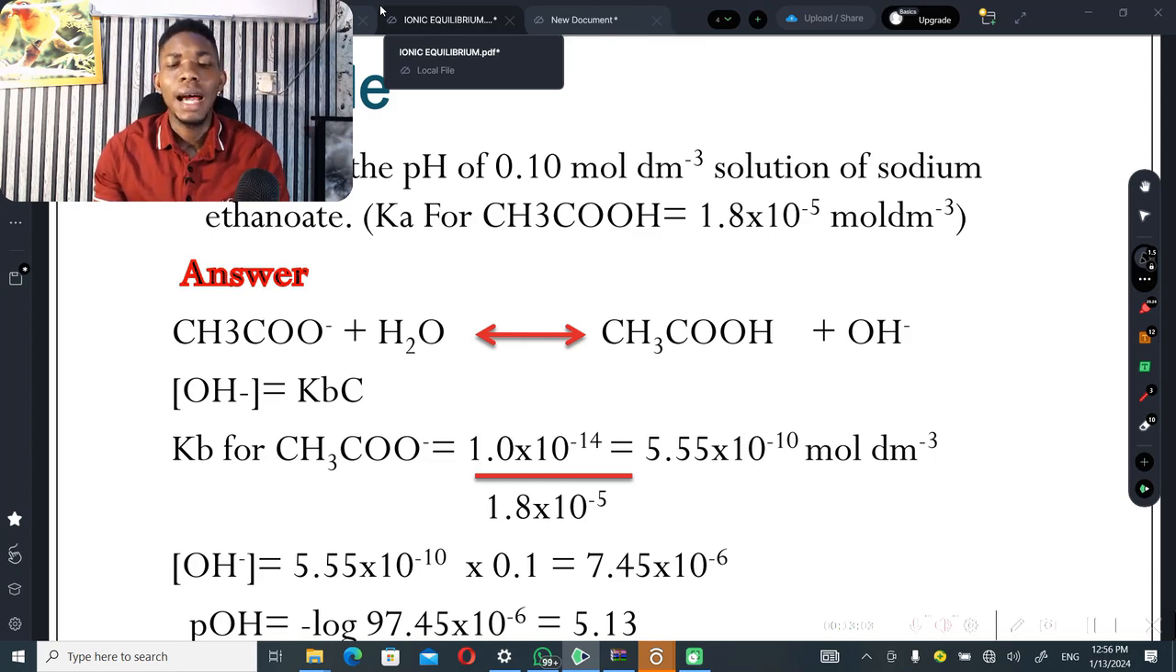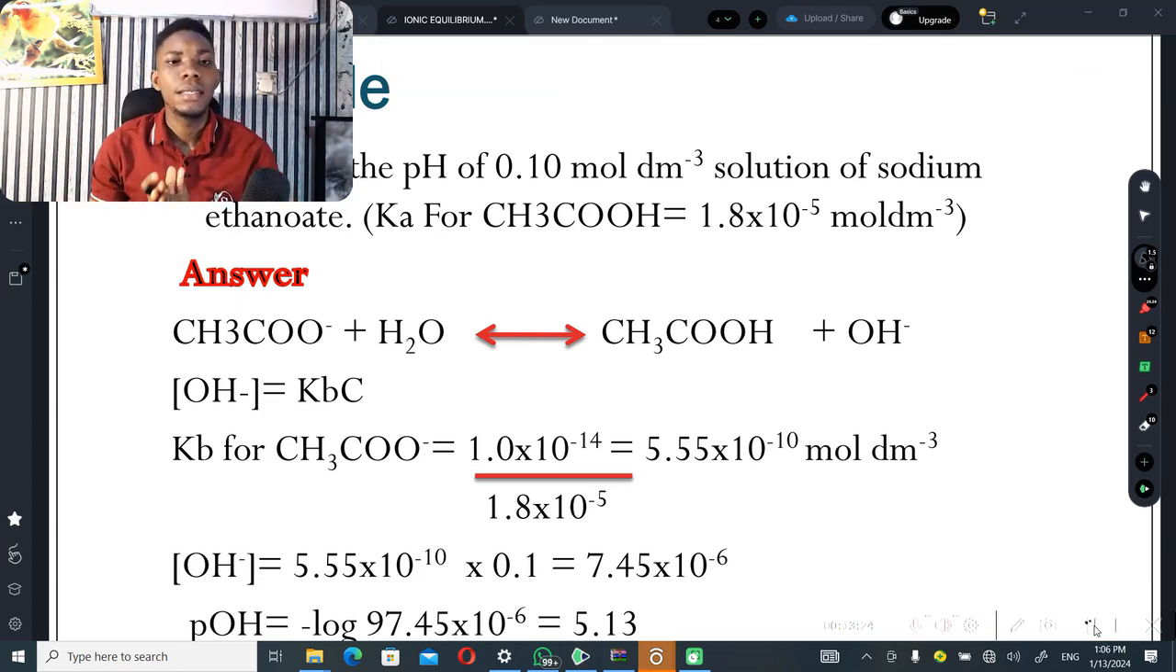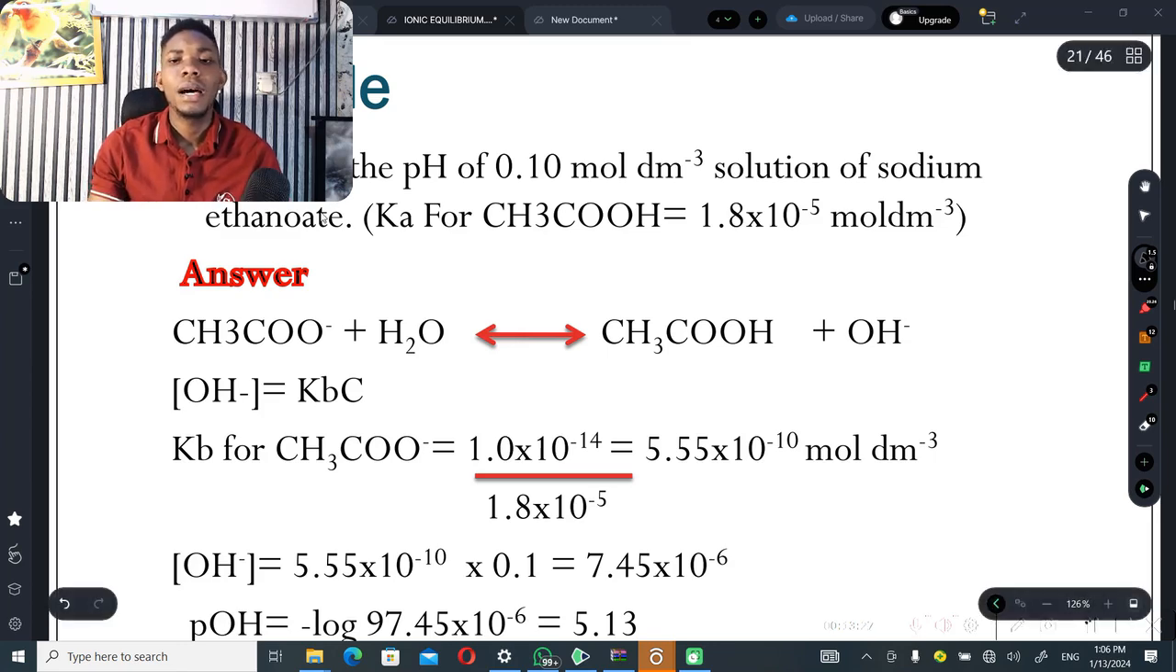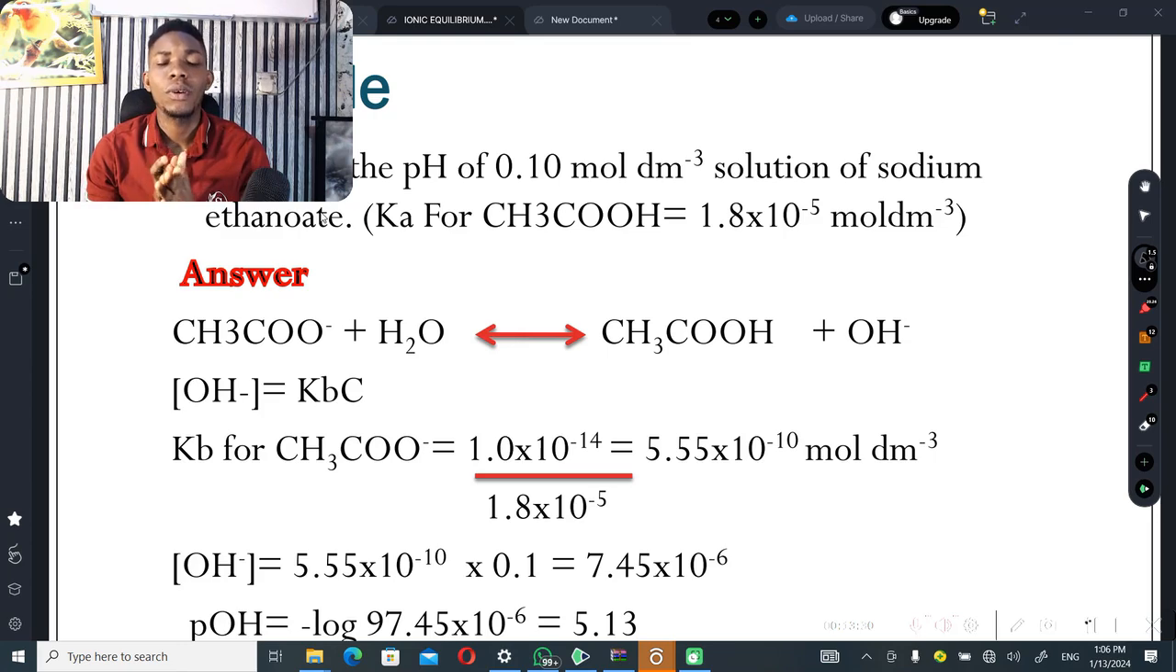Is that fine? Now at the end of the day, there is something we must know. Ethanoate itself is a base. So how do we solve a question like this? It's very easy. Acetate ion, which is sodium ethanoate, is a base. Since it has a dissociation constant, that means it partly dissociates in water. Not all of it dissociates completely in water. Hence you can say it's a weak base.